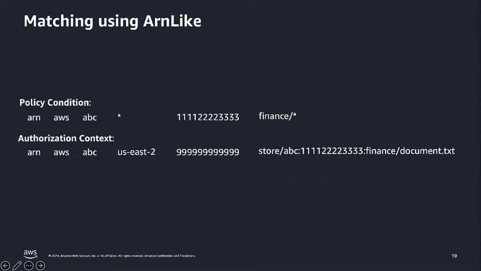Remember from part one in this series, the policy evaluation is just a matching exercise between the policy and the authorization context. So when IAM's authorization engine does this ARN-like comparison, it starts by splitting the ARN into six distinct pieces, and then compares each piece individually, like so. Everything matches until we get to the account ID portion of the ARN, which does not match. And therefore, we can say that this overall condition comparison does not match, as we would expect.